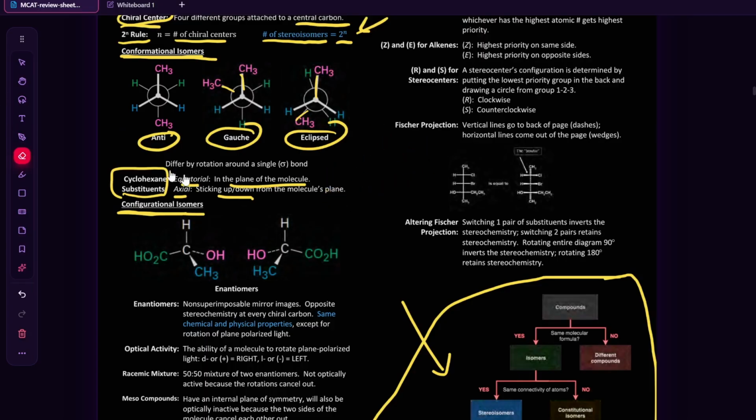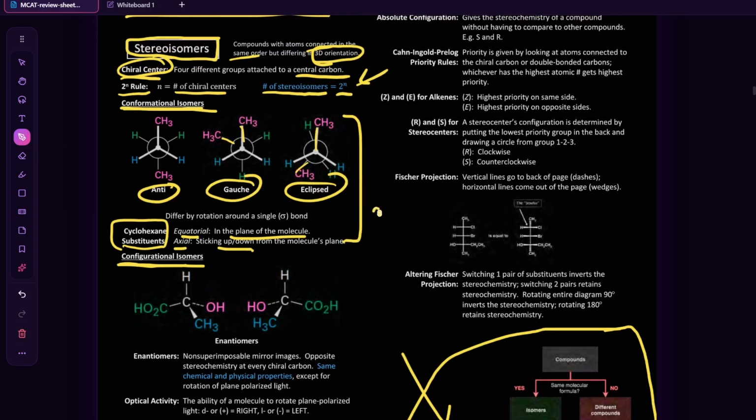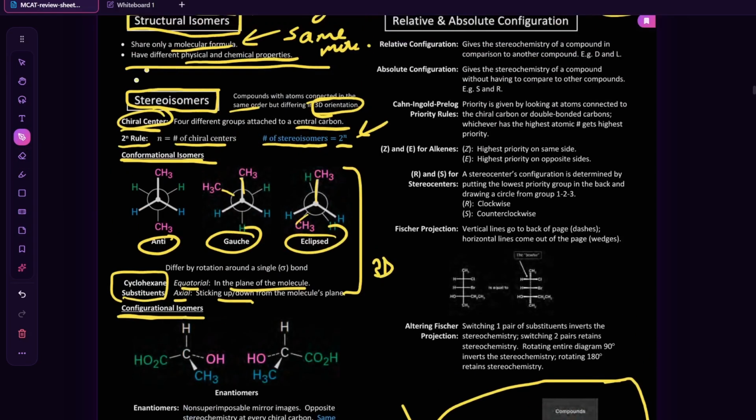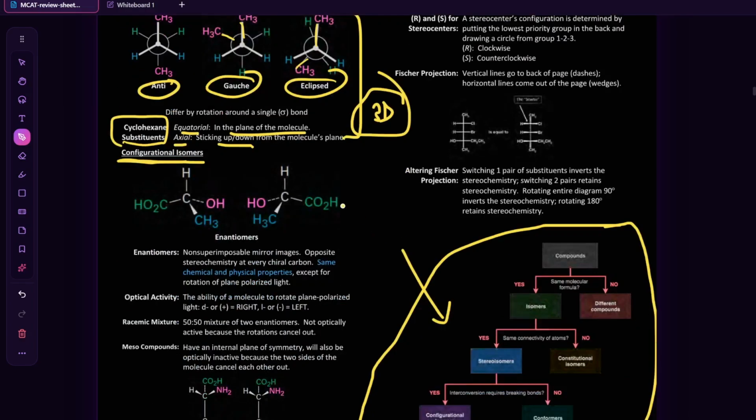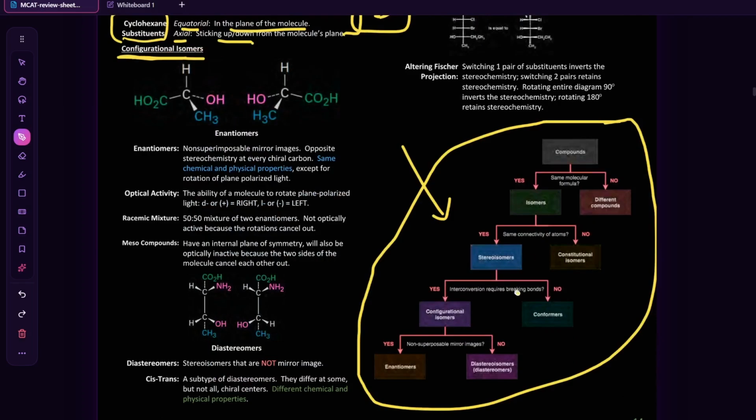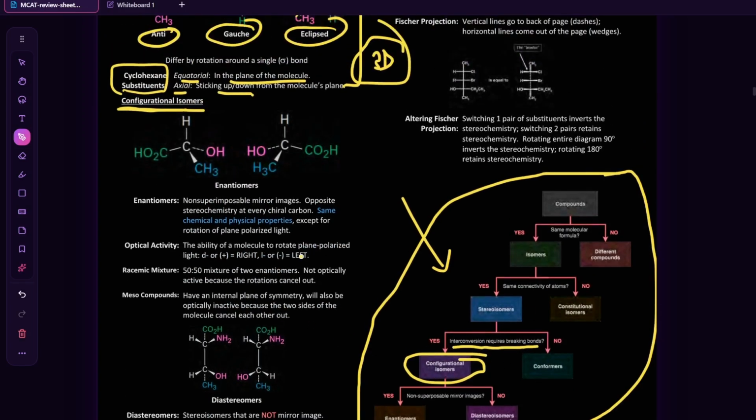You want to think of molecules as 3D shapes as well, by the way, because this is all about having the same atoms connected but oriented differently in 3D space. Okay, configurational isomers. Over here, they have interconversion, and that requires breaking bonds.